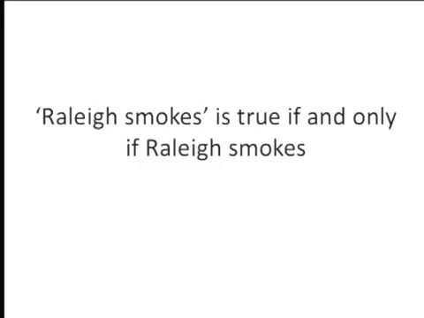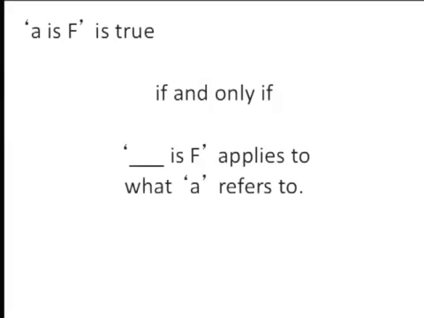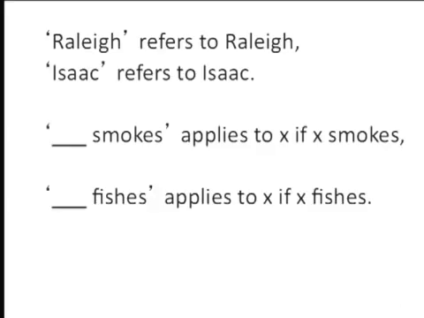Suppose you want to know about the meaning of the sentence Raleigh smokes. Well, Raleigh refers to Raleigh. So let's see. The sentence Raleigh smokes is true if and only if smokes applies to what Raleigh refers to. And what Raleigh refers to is Raleigh. So it's true if and only if smokes applies to Raleigh. But what does it take for smokes to apply to Raleigh? Can you read it off here?